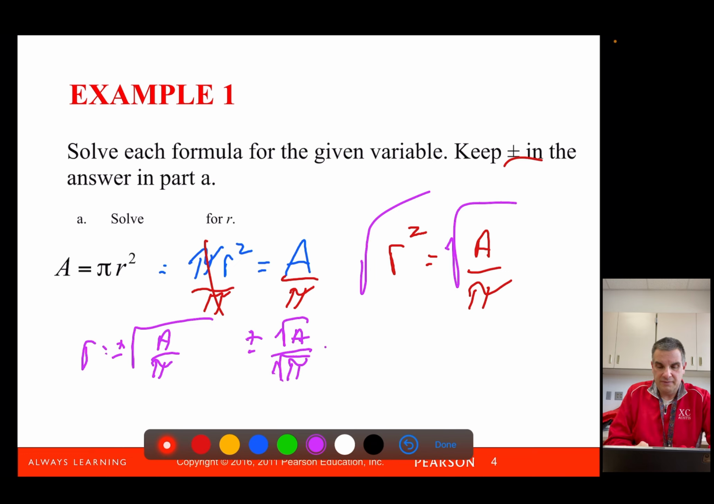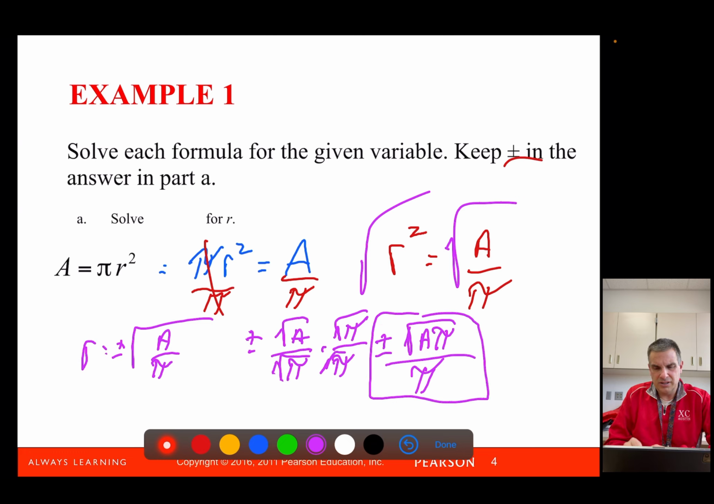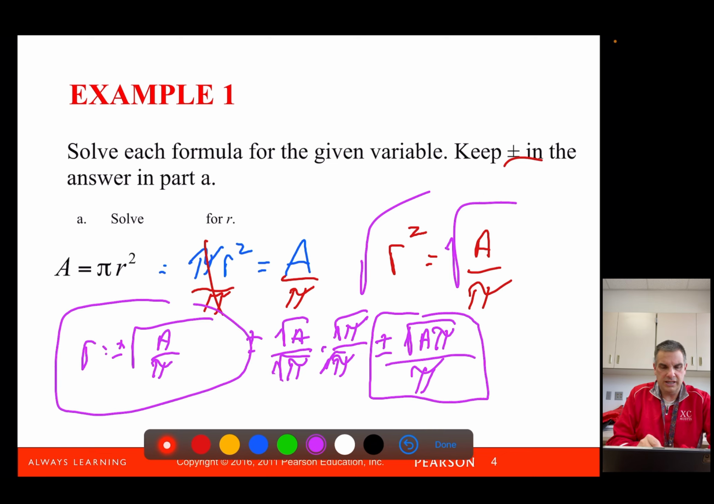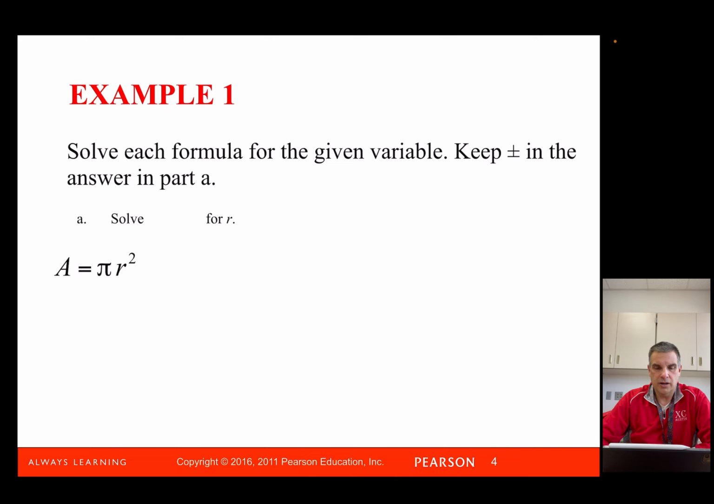So that means I have to multiply by the square root of pi over the square root of pi. That gives me the square root of a times pi over pi squared, which is just pi. And then you've got that plus or minus. So there's one way to do it. Either one of these answers is acceptable. It doesn't matter to me which one you have. They're both good to go. We've solved for r. If I knew the area, I could go ahead and find the value of r of that circle. So that's solving a formula for r.